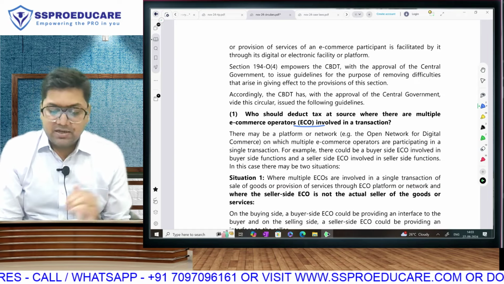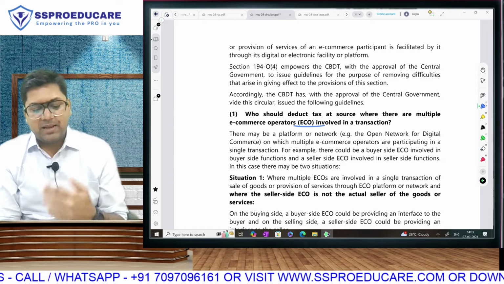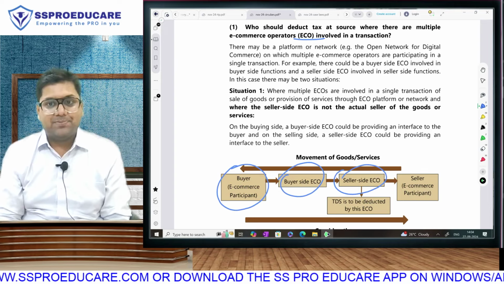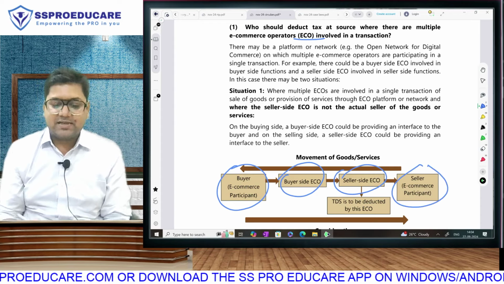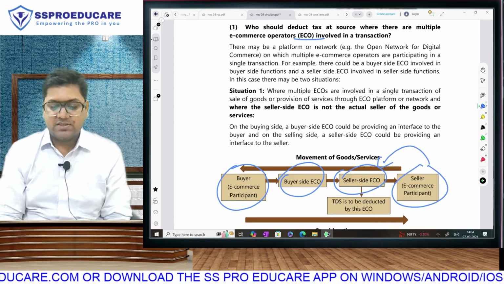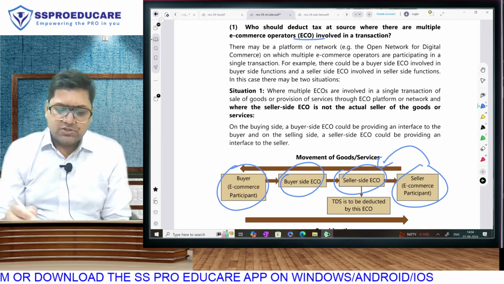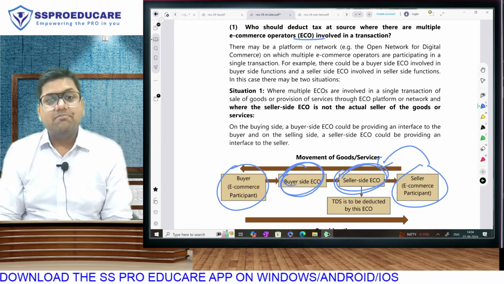Now the clarifications they have given one by one. Sometimes it is possible that multiple e-commerce operators are involved. There are two portals, one portal from where the buyer is accessing the data and another portal where the seller has listed. So the buyer, the e-commerce participant, will visit this website. On this website, there is a tie-up with the other website, the other app. And this seller has listed his goods and services on this app or website. See, when we say platform, it covers website, application, everything. So there is one app of the buyer and one app of the seller, multiple e-commerce activities.